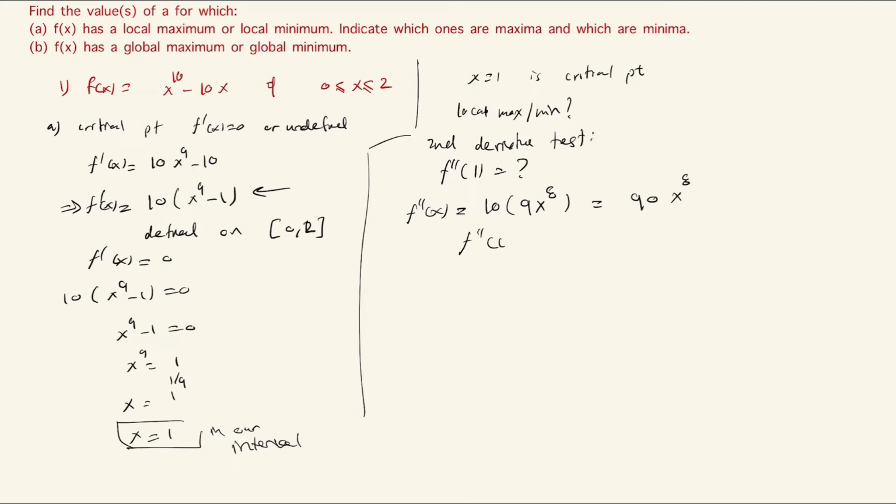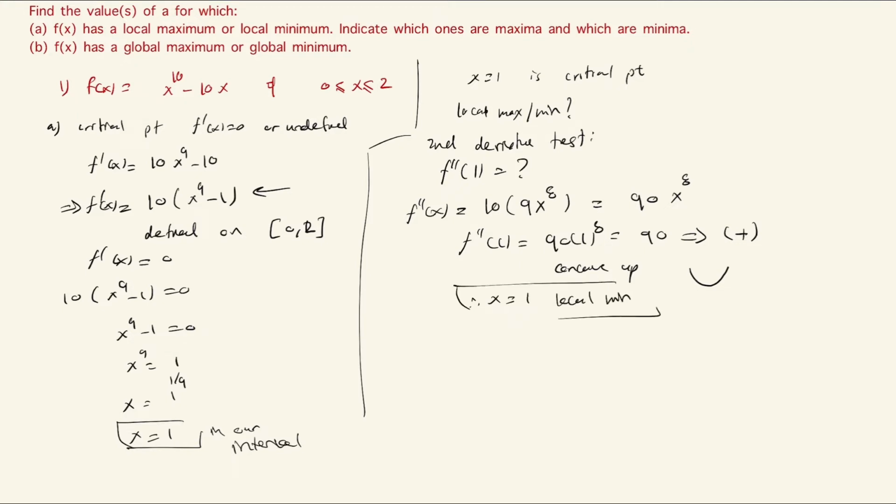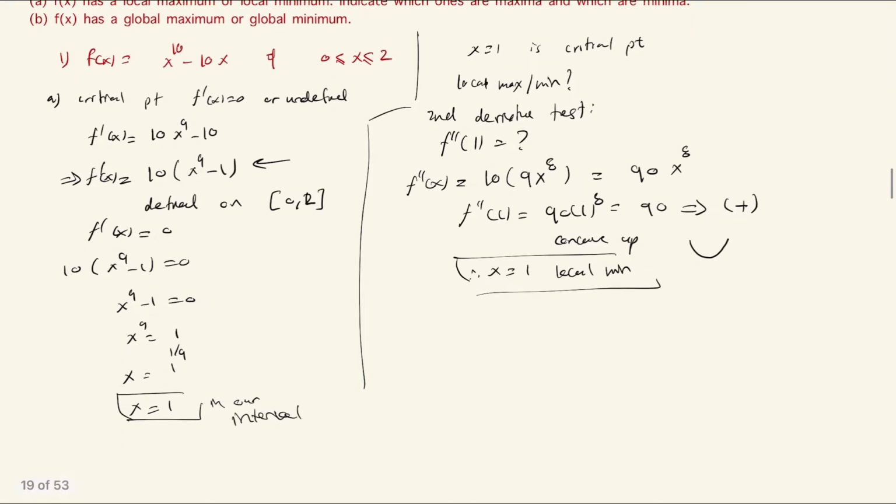Now I'm going to evaluate the second derivative at 1, and it's going to be a positive number. Therefore, the second derivative tells us that the function f of x is concave up, and this is the shape of concave up. You can see we will have a local minimum at x equal to 1. Now this is for part A.